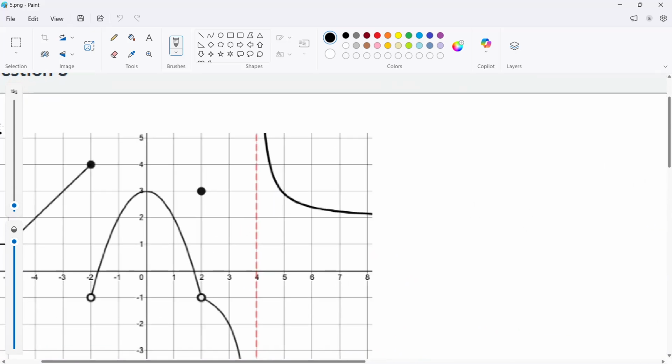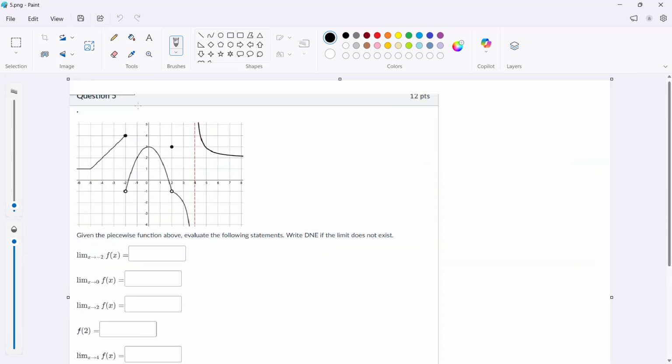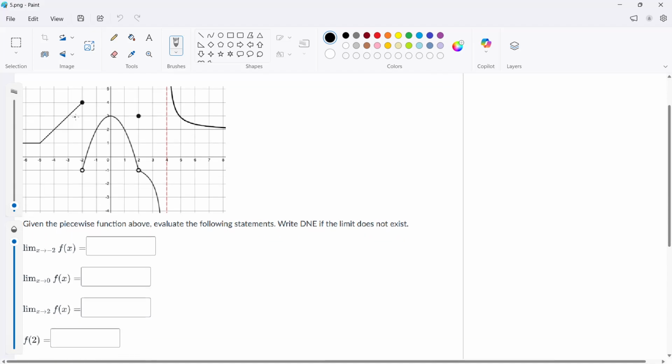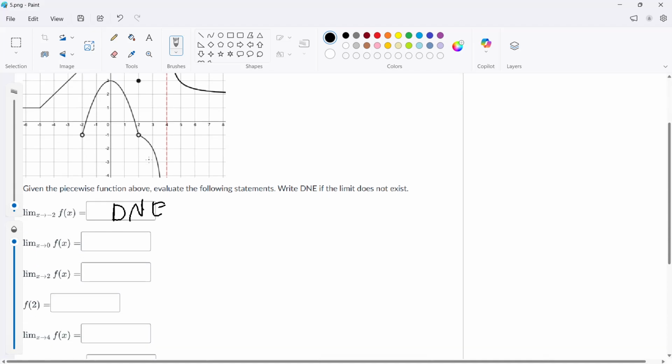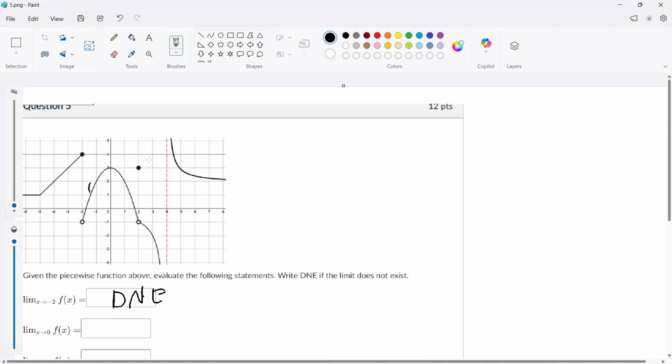So the first one says the limit as x goes to -2. Well, I can see as it goes to -2 from the left, it goes to y equals 4. And as it approaches from the right, it goes to y equals -2. So since the one-sided limits are not equal, it does not exist. All right, what is the limit as x approaches 0? It approaches 3 from both sides, so that one is 3.